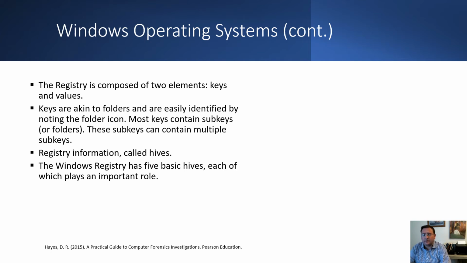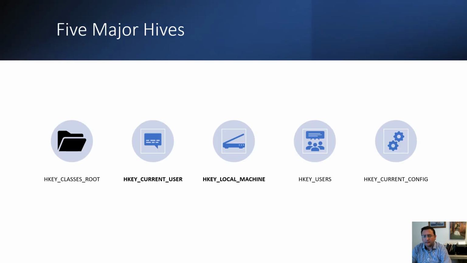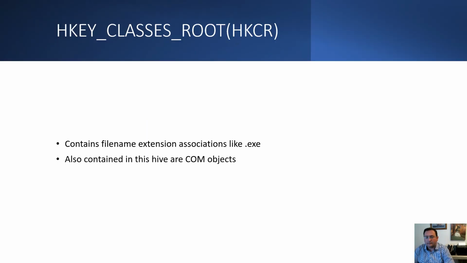The Windows registry has 5 basic hives, each of which plays an important role, and it's important for you to practice and understand the content of the 5 basic registry hives. The first one is HKEY_CLASSES_ROOT, and second HKEY_CURRENT_USER, and local machine, users, and current configuration information are embedded in the 5 major registry hives.